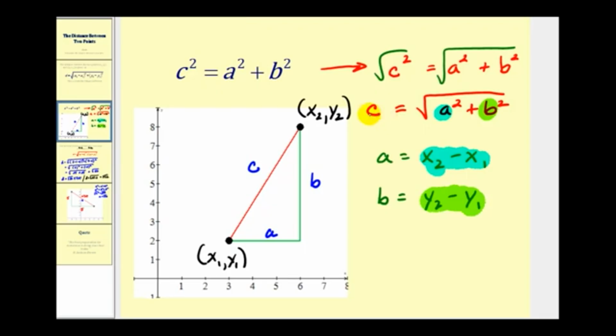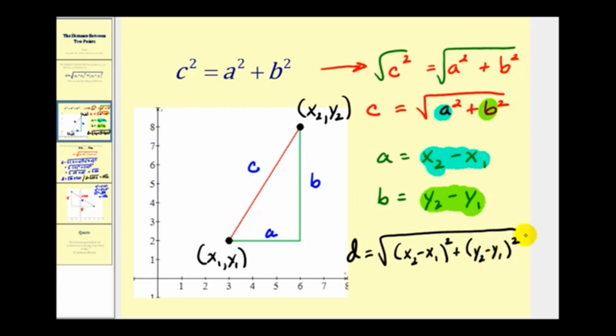Instead of C, we'll use D for distance. So now we'll replace A with x2 minus x1 squared plus, now we'll replace B with y2 minus y1. And we have the exact distance formula as we saw on the previous screen. Now let's go ahead and do an example.